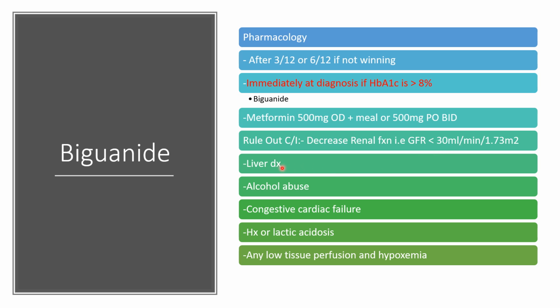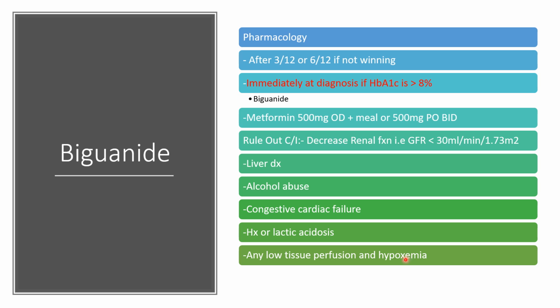Also, if there's liver disease, no biguanide. In alcohol abuse, so it is not out of place to ask for history of alcohol consumption here. Congestive cardiac failure, we will not give it. And history of lactic acidosis, we will not give it. Any low tissue perfusion or hypoxic state, we will not give metformin.